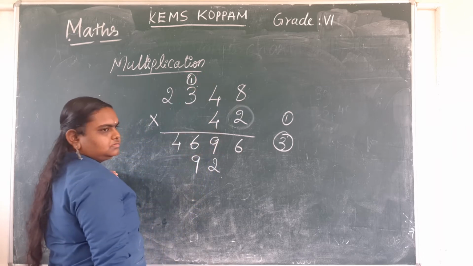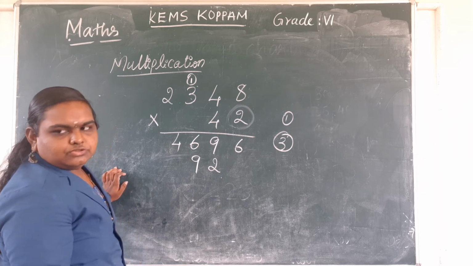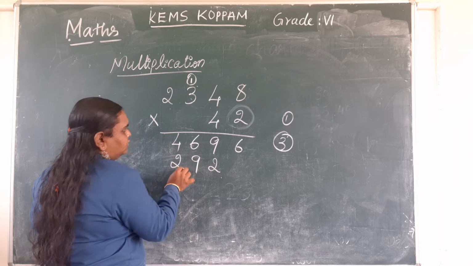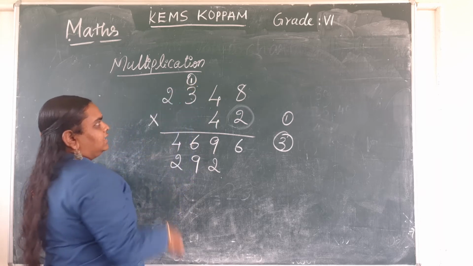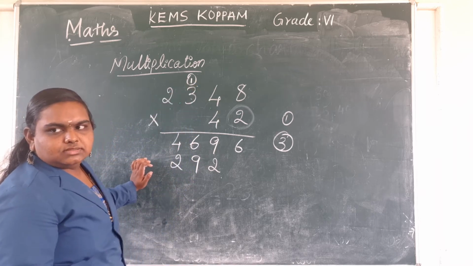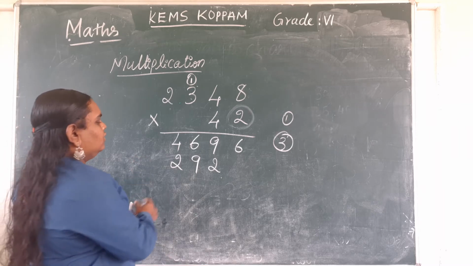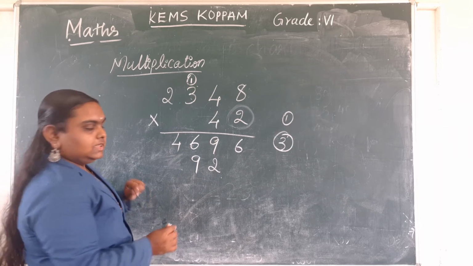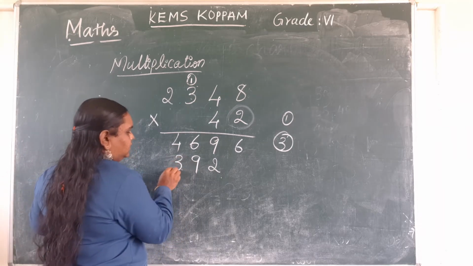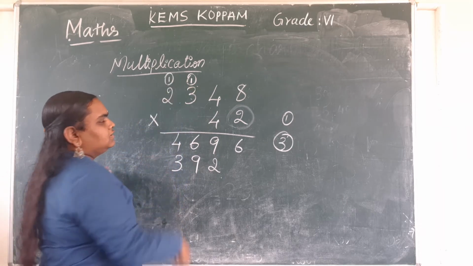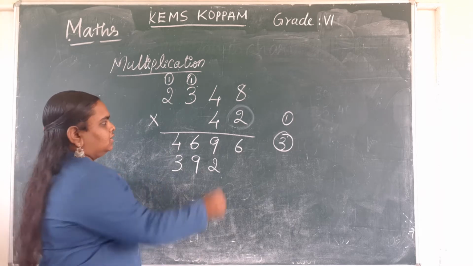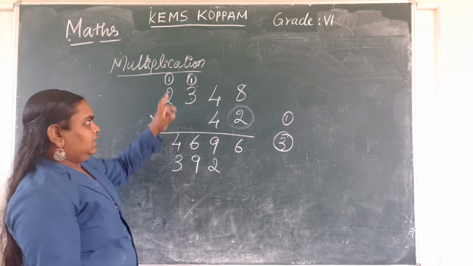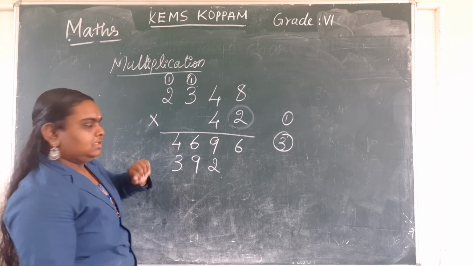4 threes are 12. So 12, we are writing 2. We have to add this 1, isn't it? Yes. So 4 threes are 12. 12 plus 1 is equal to 13. So we have to write 3 here. Then we have to write the remaining 1. Then 4 twos are 8. 8 plus 1, 9.